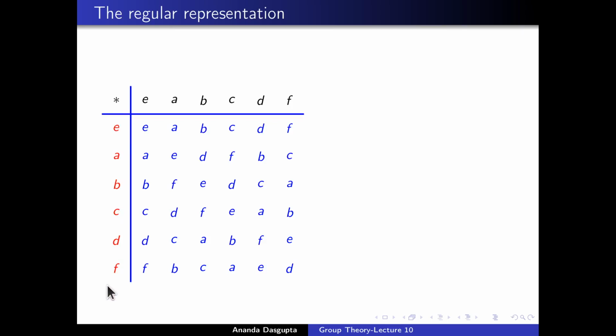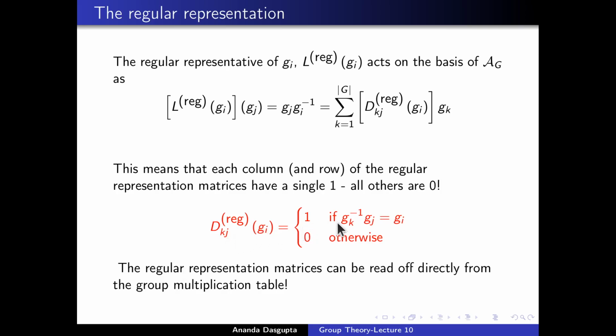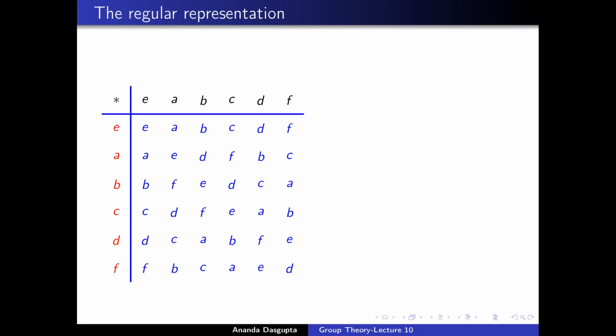However, our defining property of the regular representation matrices, which is D_kj gi is 1 if gk inverse gj is gi, otherwise it's 0, suggests a very nice way of rewriting the multiplication table, which will make reading of the regular representation matrices trivial. And there what we have to do is simply write down the multiplication table with a small change. Instead of E, A, B, C, D, F labeling both the columns and the rows, we will label the columns by the group elements taken in whatever order. In this case, we have been using the order E, A, B, C, D, F. But the rows will be labeled in the same order, not by the group elements directly, but by the inverse group elements. So instead of E, A, B, C, D, F, the labels here will be E inverse, A inverse, B inverse, C inverse, D inverse, F inverse.